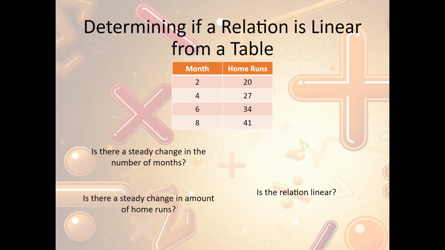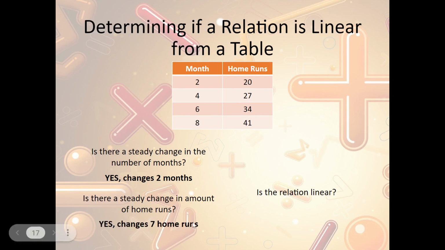Let's look at another example. So we have our months here. And we can see that they are adding by 2 each time. So therefore, yes, there is a consistent change. In this case, we're adding by 7 and then 7 again and 7 again. So yes, there is a steady change and it changes by 7 home runs. So therefore, is this linear? Well, we have a consistent change of addition and we have a consistent change of addition here. So therefore, this is linear.